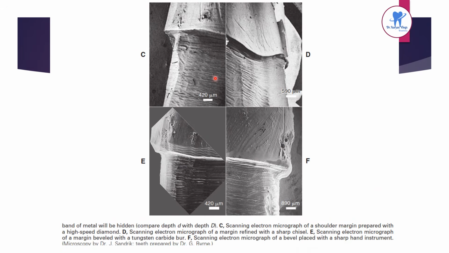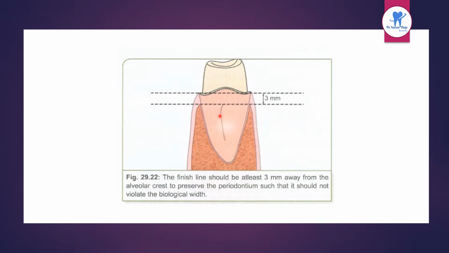This is the scanning electron micrograph of a shoulder margin prepared with a high-speed diamond. Okay, this one. And this is the scanning electron micrograph of a margin refined with a sharp chisel. Here it is a margin beveled with a tungsten carbide bur, and this is the picture of a bevel placed with a sharp hand instrument. And the finish line should be at least 3 mm away from the alveolar crest to preserve the periodontium, so that it does not violate the biologic width.